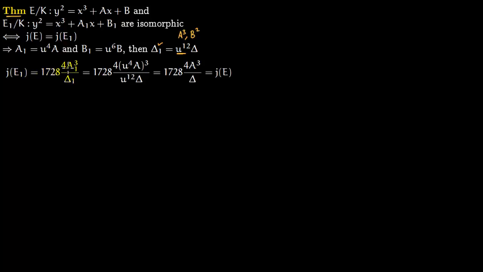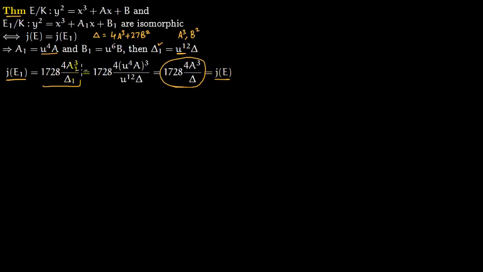So now we are writing the j invariant of E1 like this. This is 1728 times 4a1 cube over delta 1, where our delta we are taking as 4a cube plus 27b square. Now you plug this in. Instead of a1 you plug u^4 a, and instead of delta 1 you plug u^12 delta. Now you cancel out u^12, you get this term, and this is the j invariant of our curve E. So if the curves are isomorphic, you can see the j invariants are the same.